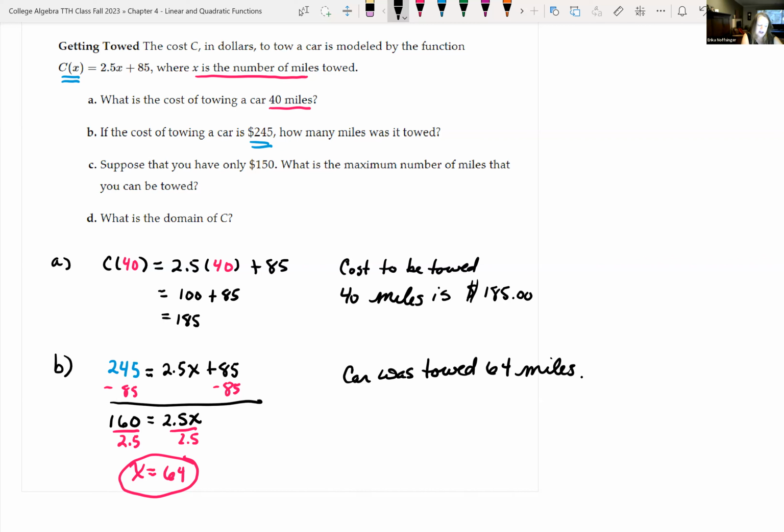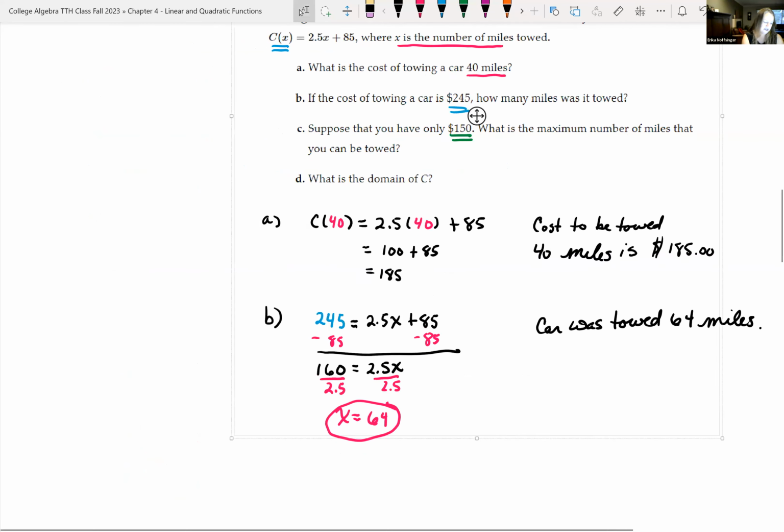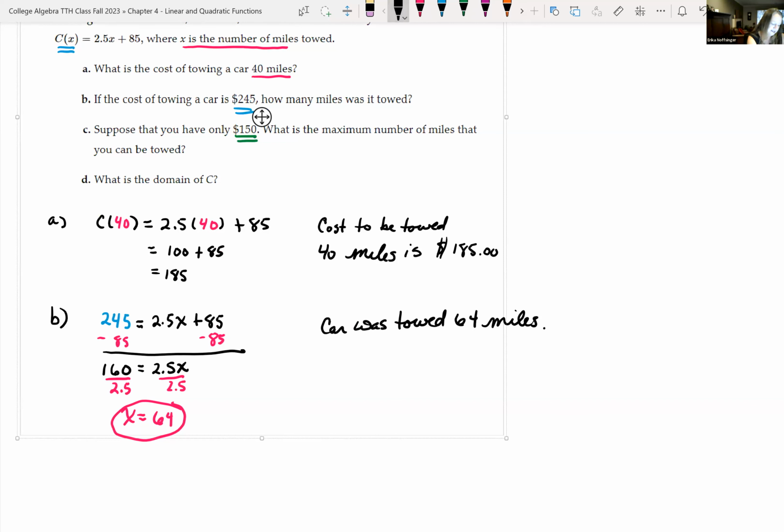Suppose that you have only $150. What is the maximum number of miles that can be towed? So we only have $150. And so we know that we want our C of x, our cost, not to be more than this $150. So we want that cost to be less than or equal to 150.